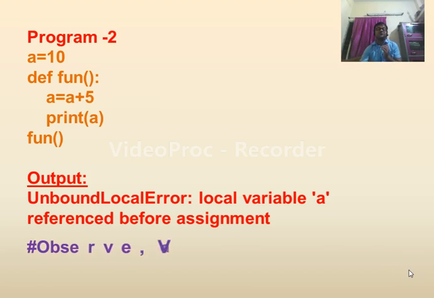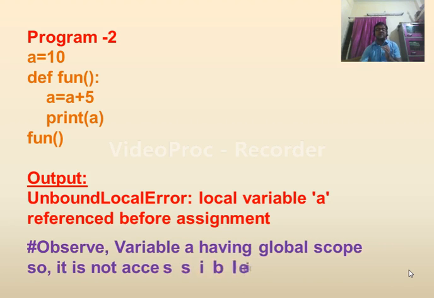So what we observe is that variable a has global scope, so it is not accessible in the inner scope due to the calculation. Python thinks it is a local variable.